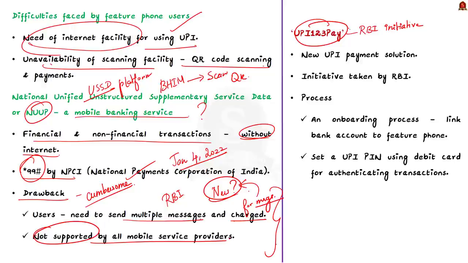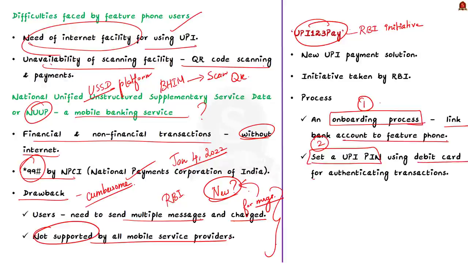See, with this UPI 123 Pay, firstly, they have to undergo an onboarding process. Here, they have to link their bank account to their feature phone. Secondly, they have to set a UPI PIN using their debit card for authenticating the transactions. Once they have completed this initial process, users will be able to use the new UPI facility for person-to-person as well as merchant transactions. This is done through one of the four distinct payment options. We'll see what they are.